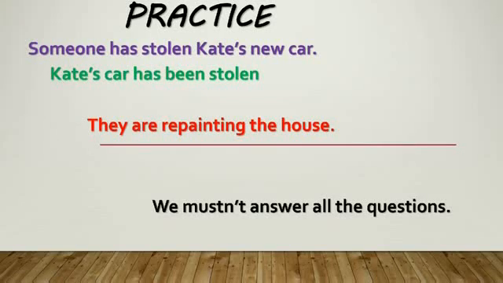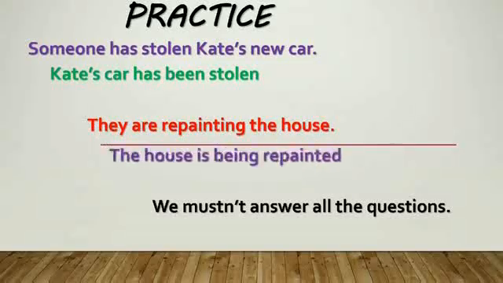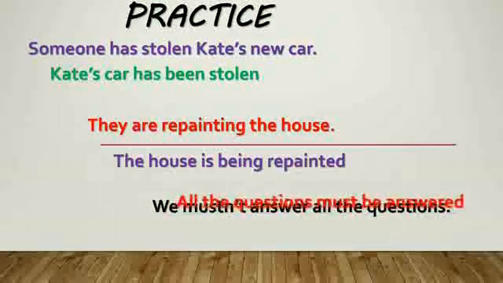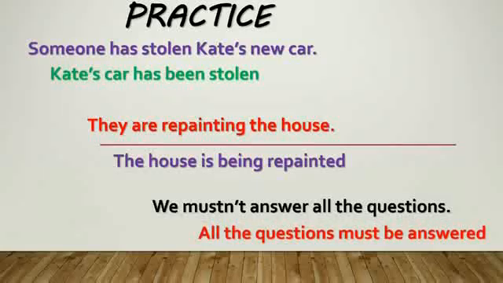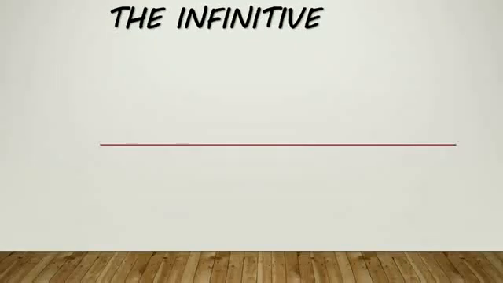They are repainting the house. Where is the object? It's the house. Let's start with it. Which tense is this? Present continuous. So we need to add being in the middle. The house is being repainted. Of course, the main verb becomes the past participle. We must answer all the questions. You know the object? Yes, all the questions. Let's start with it. I'm sorry, there is a mistake here. Must be answered. All questions must be answered.